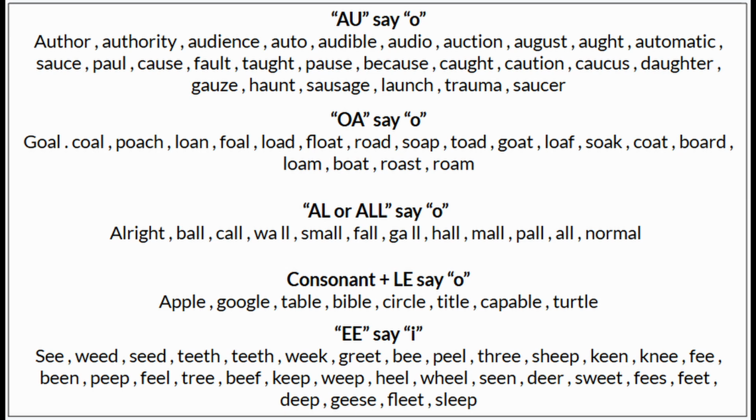Right. Also, wherever you will see people writing A and L together, or A and double L, you say O. For example, all. All right. Ball, it is double L, we have A and then double L. Don't say the short A sound, it is ball. Call. Wall, it is one word. Small. Fall. Goal. Hall. Mall. Continue.